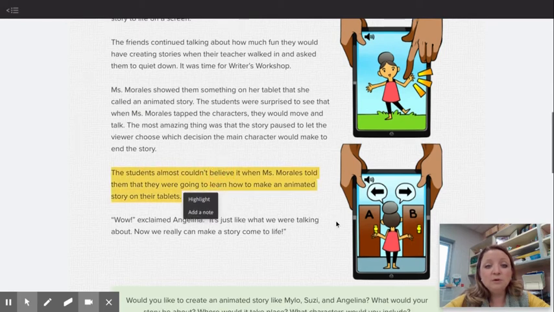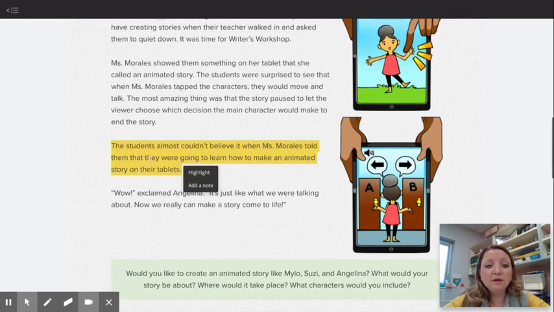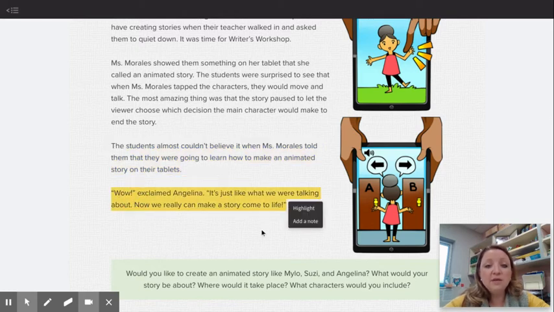The students almost couldn't believe what Miss Morales told them, and they were going to learn how to make an animated story on their tablets. "Wow," exclaimed Angelina. "This is just like what we have been talking about. Now we really can make a story come to life."